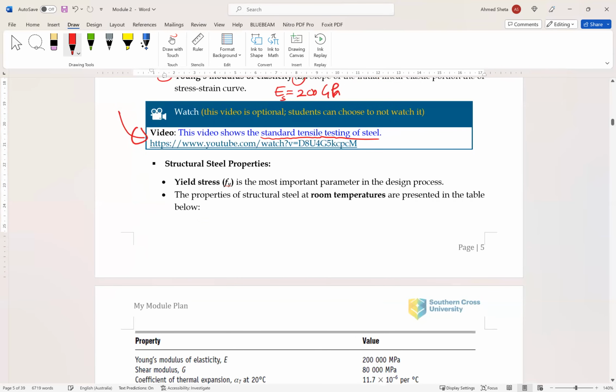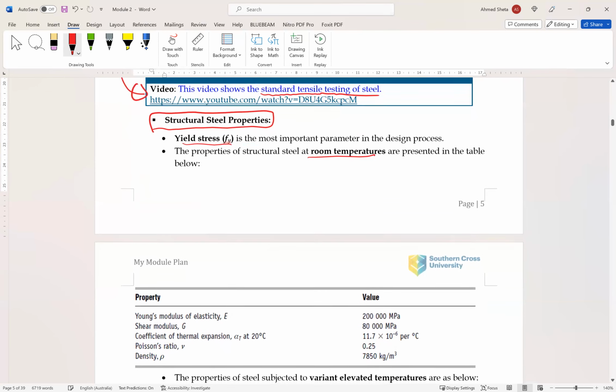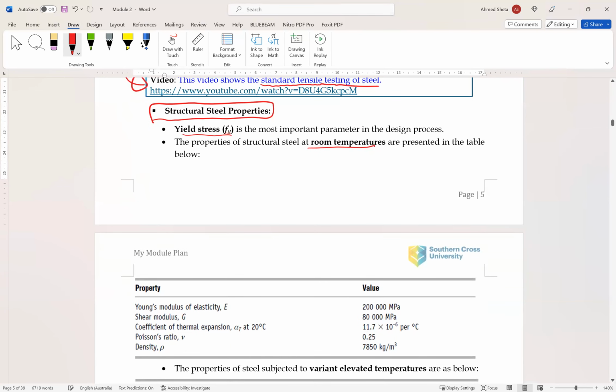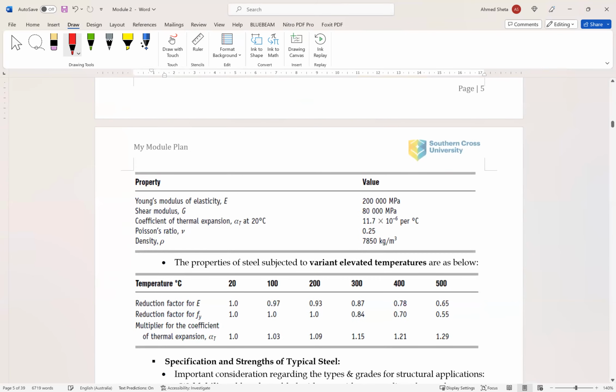In this part, we are talking about the steel properties under ambient temperature and also under elevated temperature. Yielding stress is the main property we are looking at. In this table, you can see the properties of steel under room temperature. E is 200 gigapascal, or 200,000 MPa.